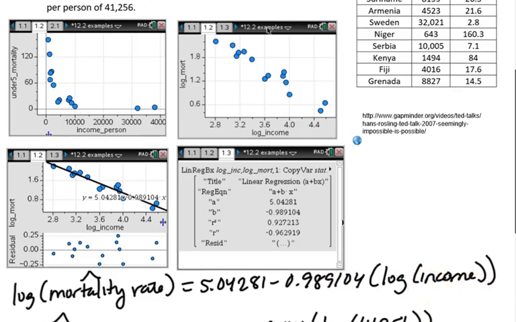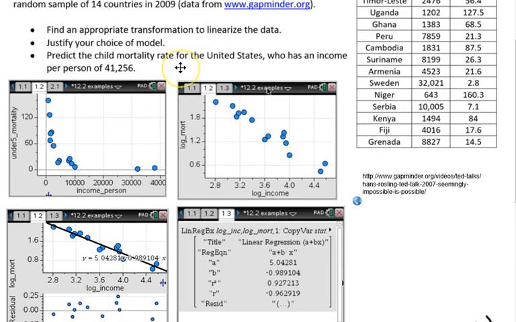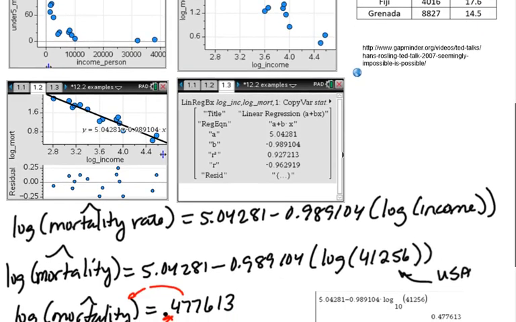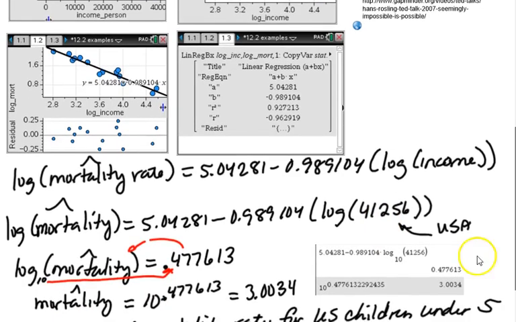So one of the things up here says predict the child mortality rate for the United States, which has an income per person of $41,256. So I'm going to put my income in here for the USA, and when I calculate all of this, I get 0.477613. So I put those numbers in.